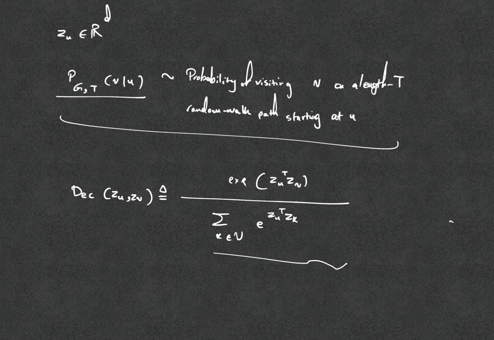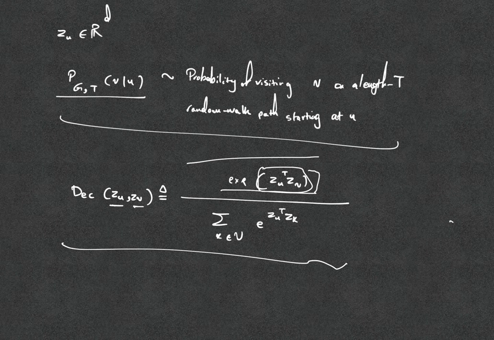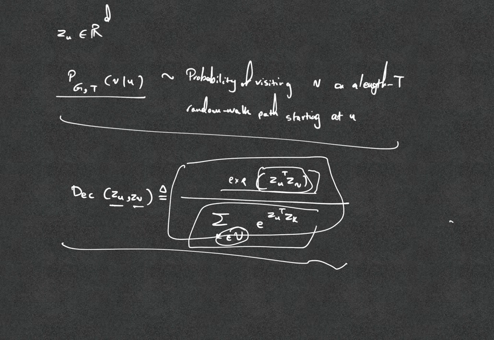So the decoder is going to be defined like this, meaning that for nodes Z_u and Z_v, you have the inner product of Z_u and Z_v here, and then you do some sort of softmax, meaning that you have the similarity of Z_u with any node k considered in the denominator here, and in the numerator you have the exponential of Z_u^T Z_v. And this is supposed to approximate P_{G,T}(v|u), the probability of v conditioned on u.